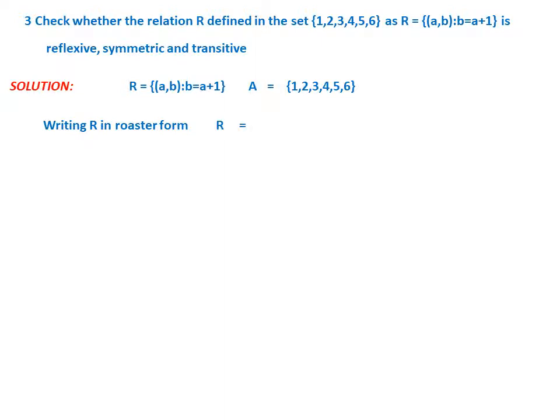So when you write, you get this one. Say 1, it is 2, because b will be equal to a plus 1. So 1 plus 1 is 2. 2, it is 3. Then 3, it is 4. 4, it is 5. And 5, it is 6. So this is the relation. And it should be in the set only. Therefore we cannot take 6, because we check whether R is defined in the set only. So you have to write only this much. Now it is very clear.